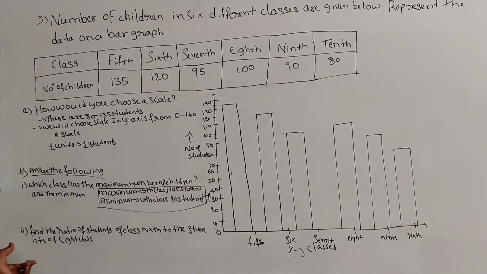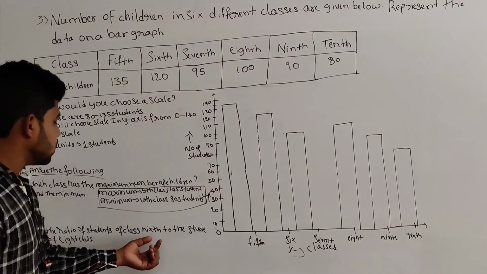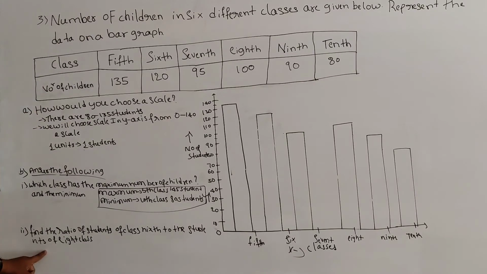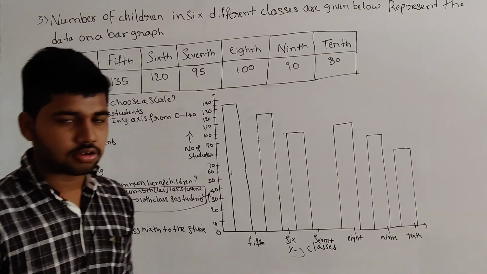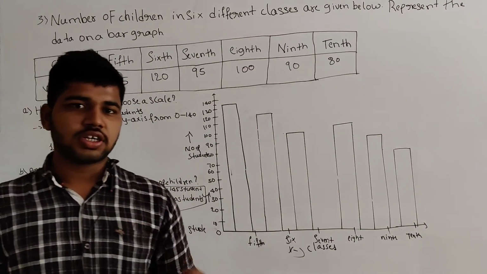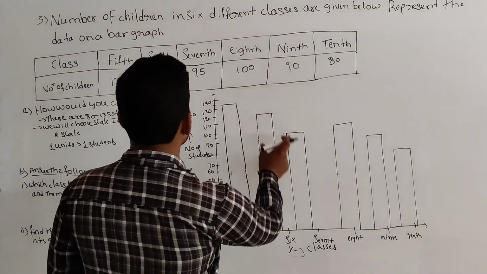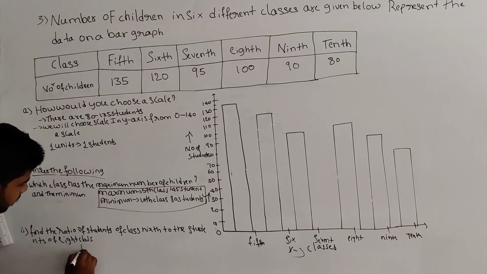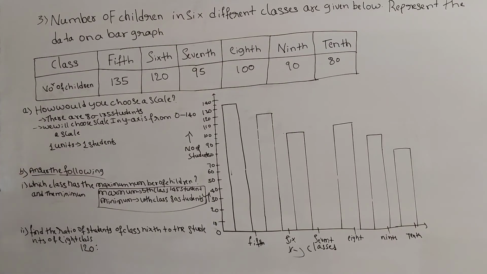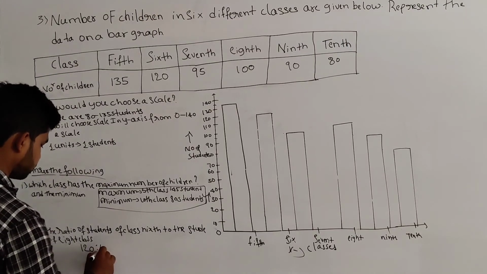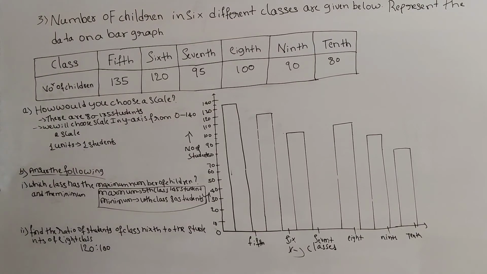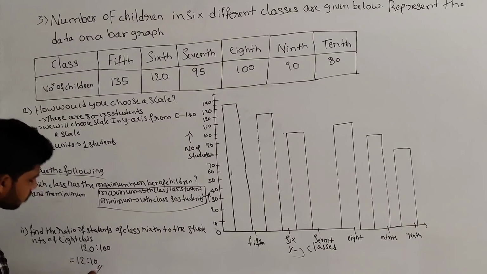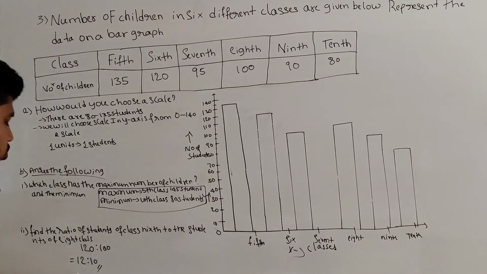Coming to the second sub question: find the ratio of the 6th class students and the 8th class students. The 6th class has 120 and the 8th class has 100. If you simplify, you will get the ratio 12:10.